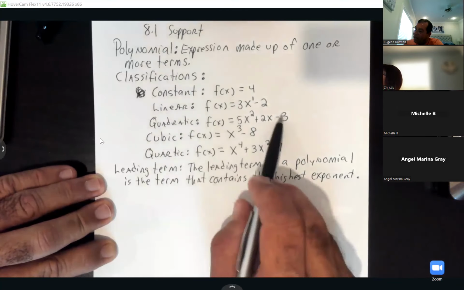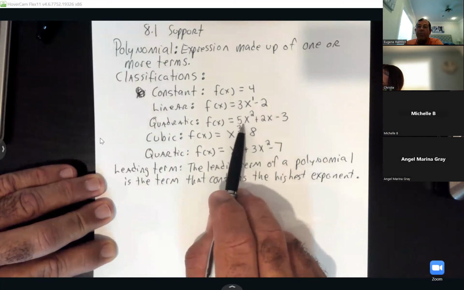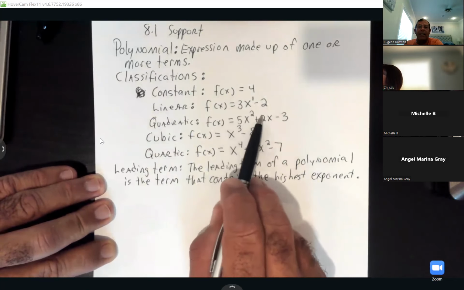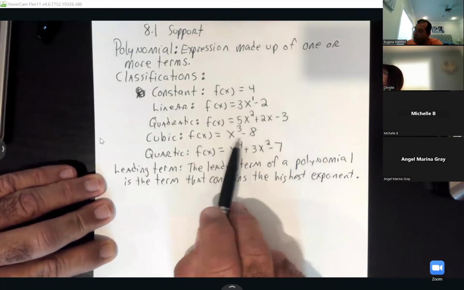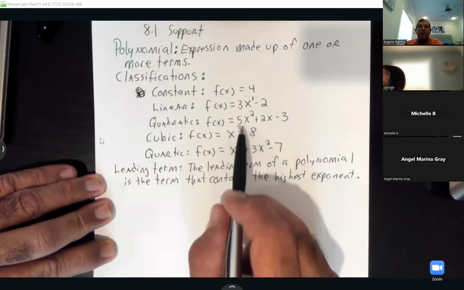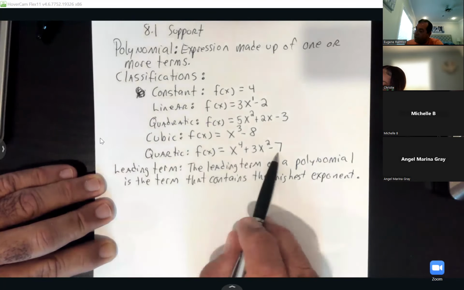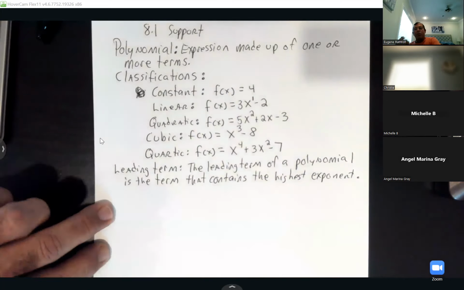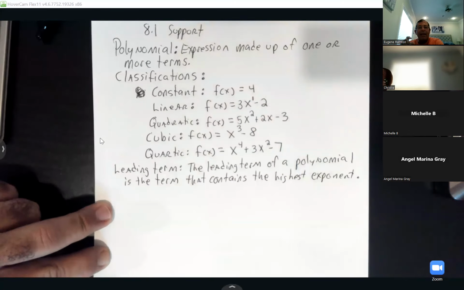For my quadratic here, the leading term would be the 5x squared term. Once again, it has the highest exponent. On the cubic, my leading term is the x to the third. And then y'all, finally on this quartic one, the leading term would be the x to the 4th. So it's the whole term that contains the highest exponent.